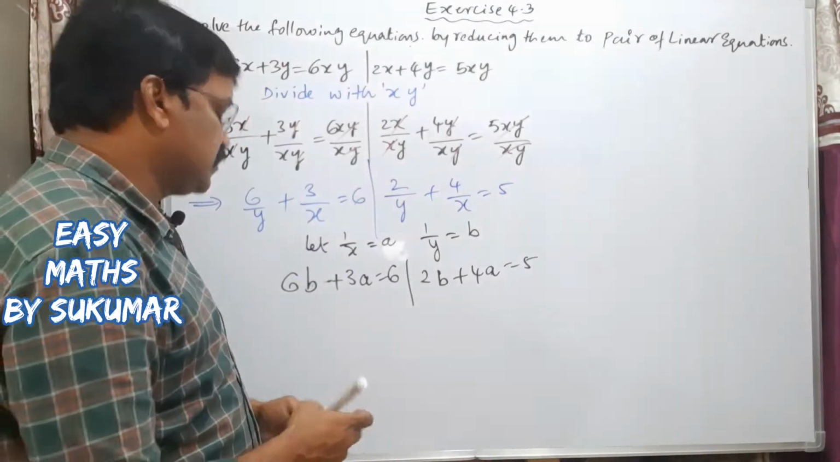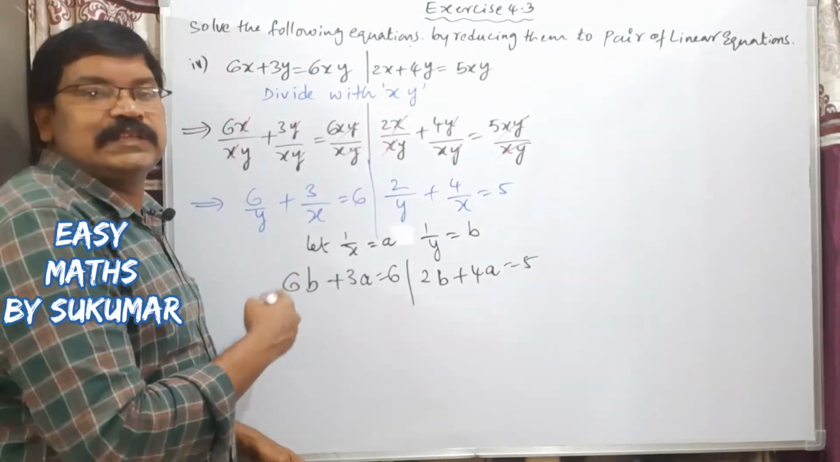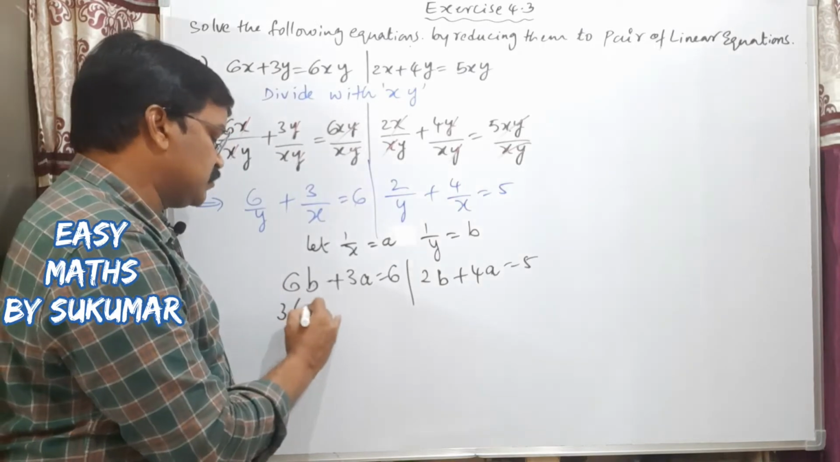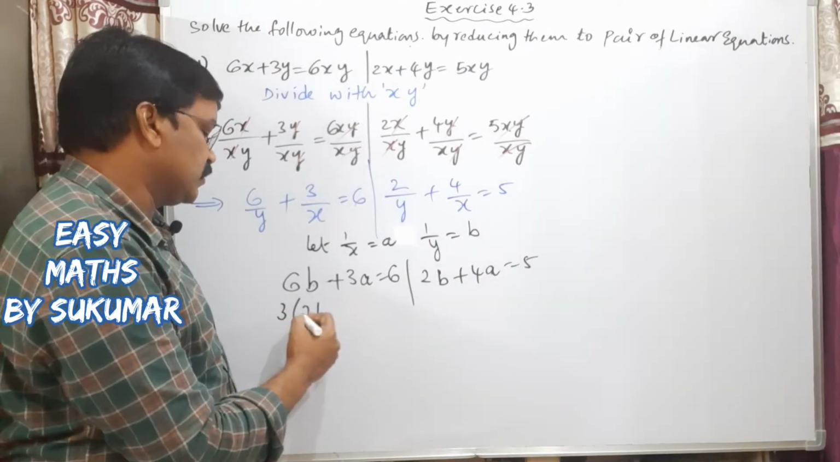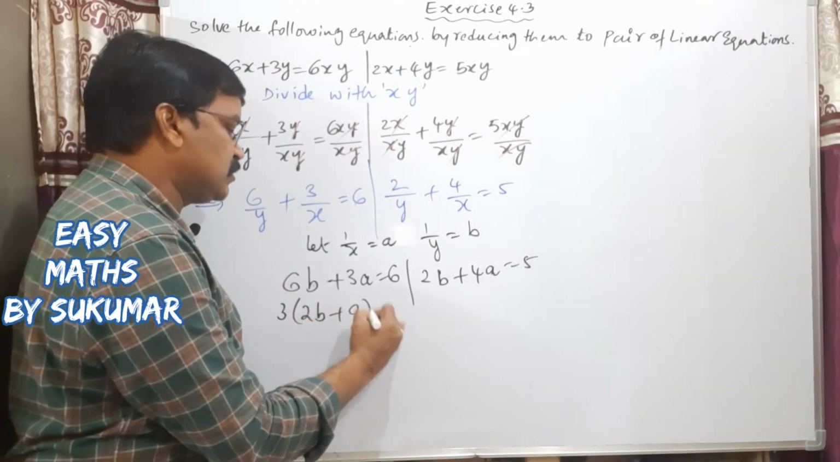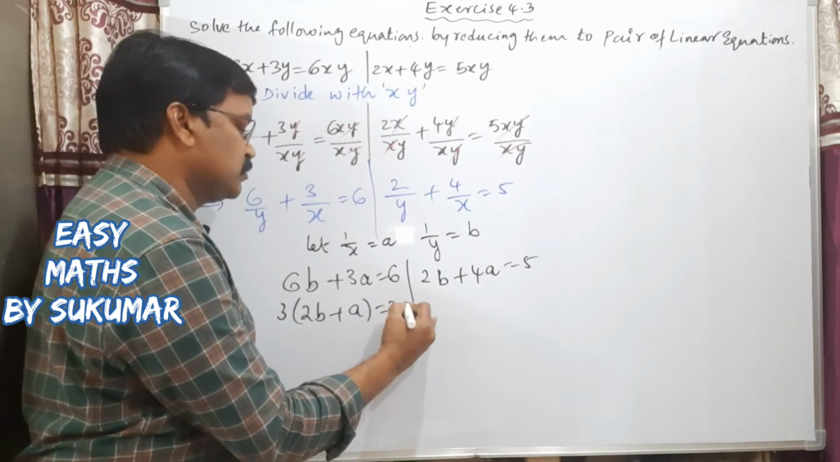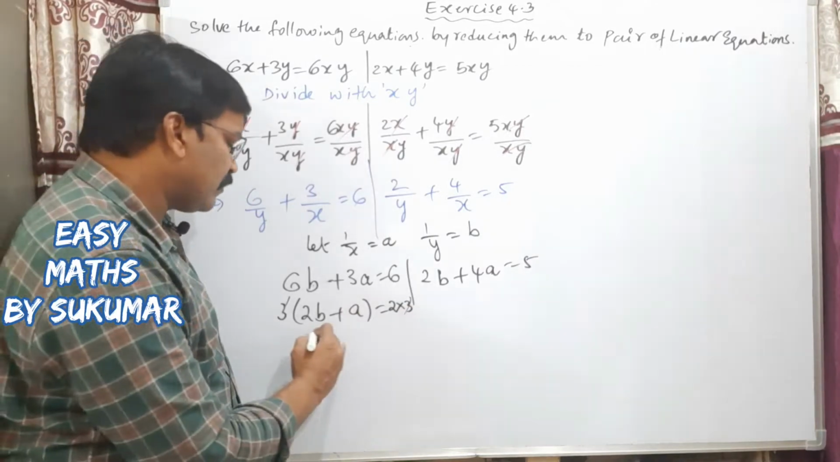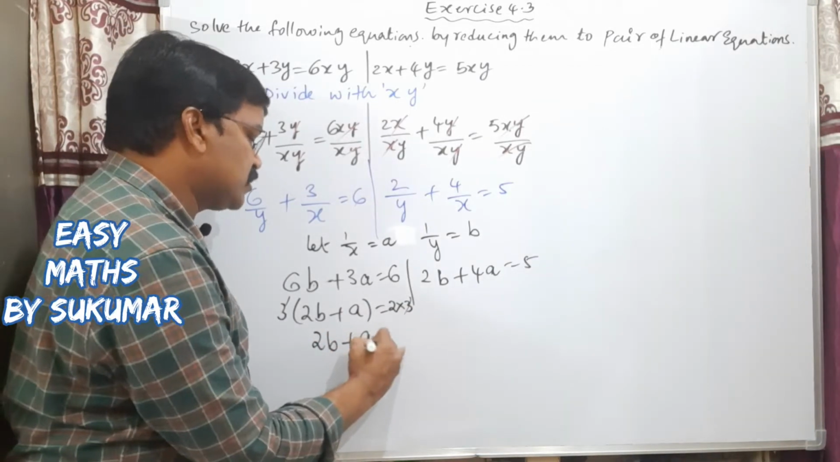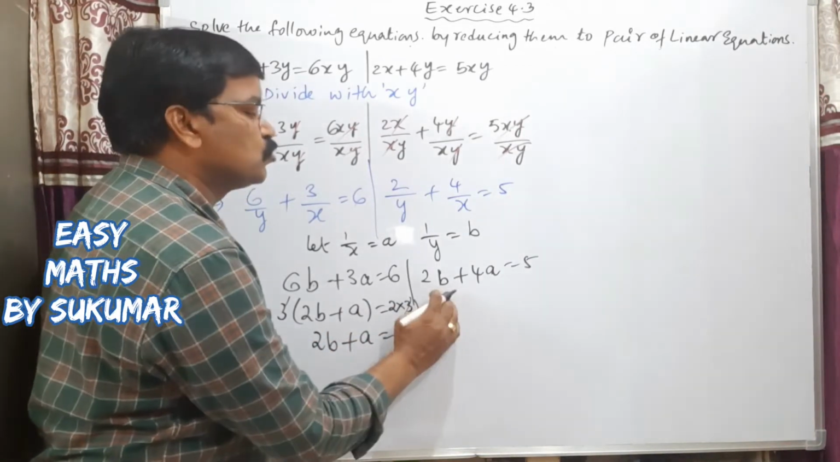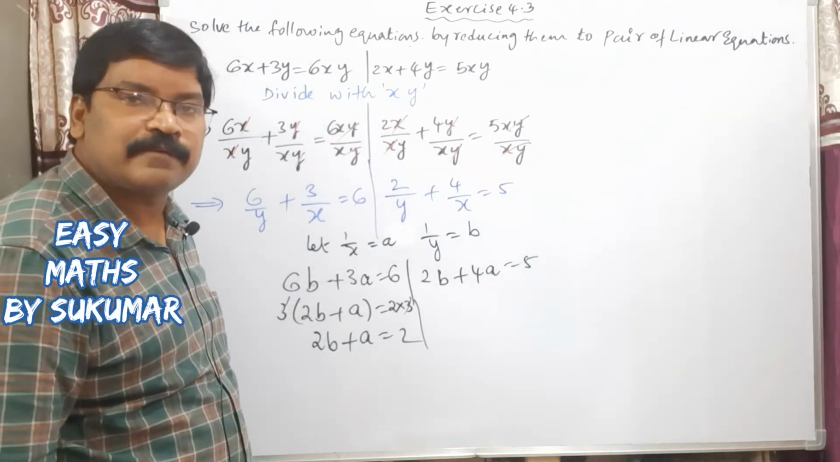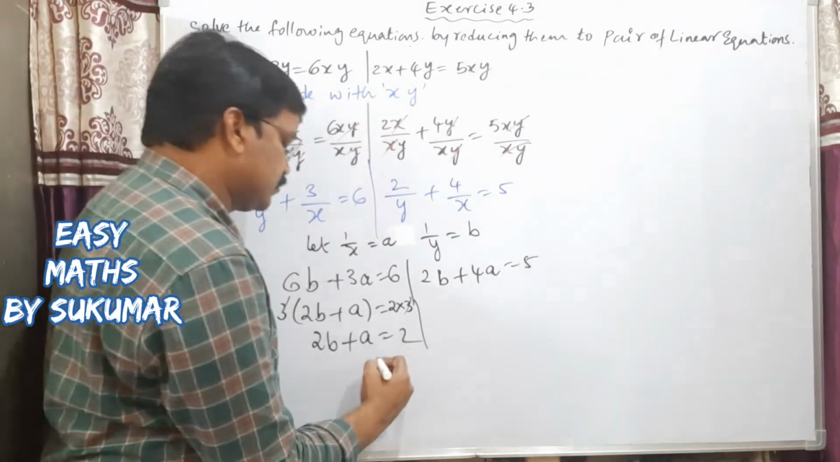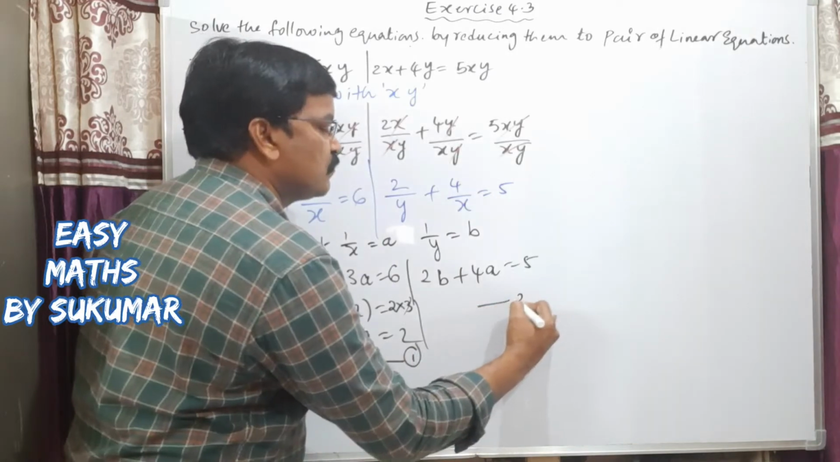See, my dear students, here if you take 3 as common, then this equation will be changed to 2b plus a is equal to 2 into 3. Now just cancel this 3 and 3 here. Then finally 2b plus a is equal to 2. Here this 2b plus 4a is equal to 5. Now, my dear students, this is equation 1 and this is equation 2.